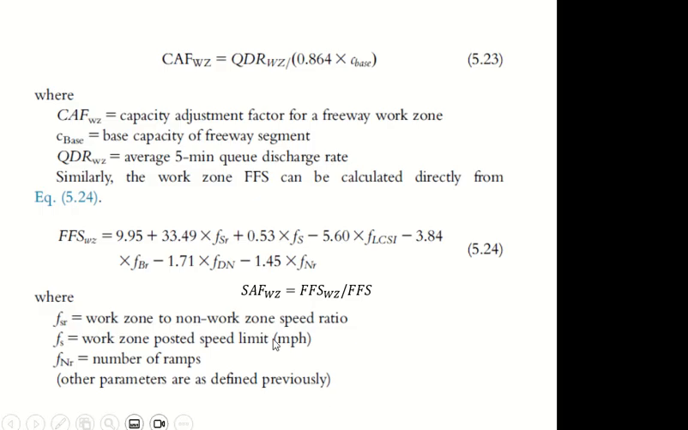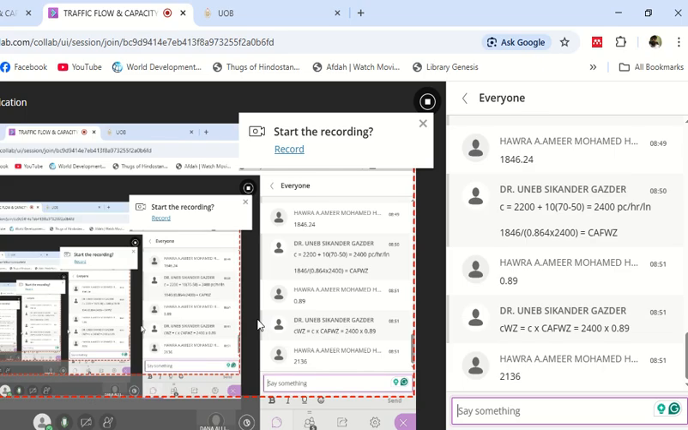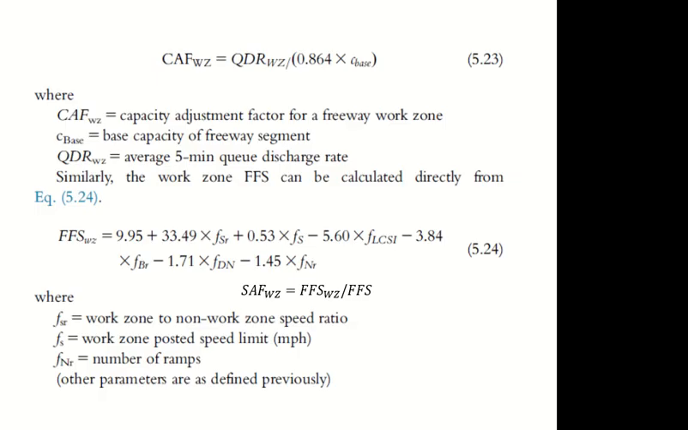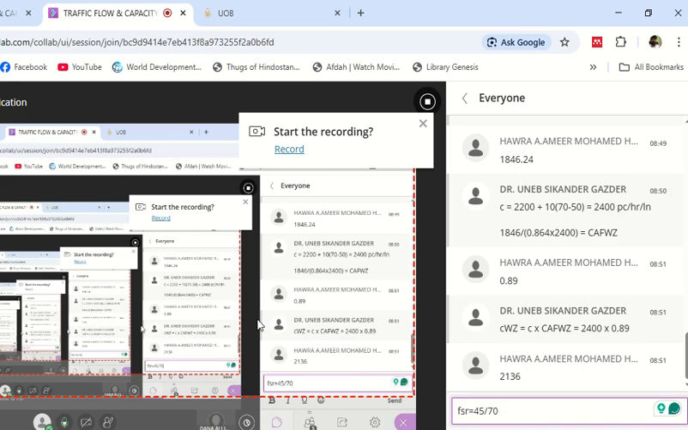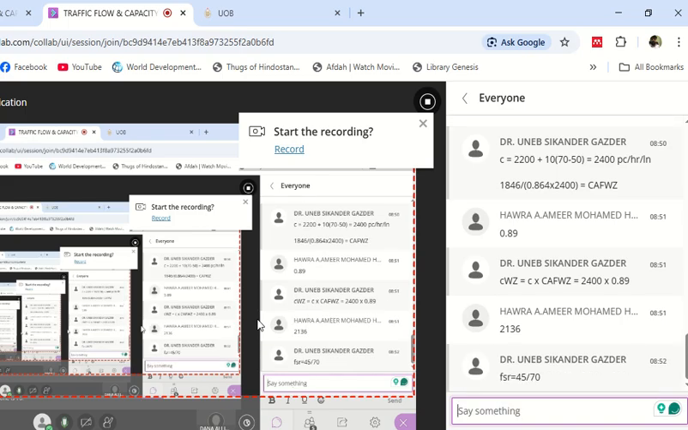Then we need the free flow speed of the work zone, which is coming from here. I need the speed ratio, work zone speed upon non-work zone speed. The work zone speed is 45, the normal one is 70. How much is that?